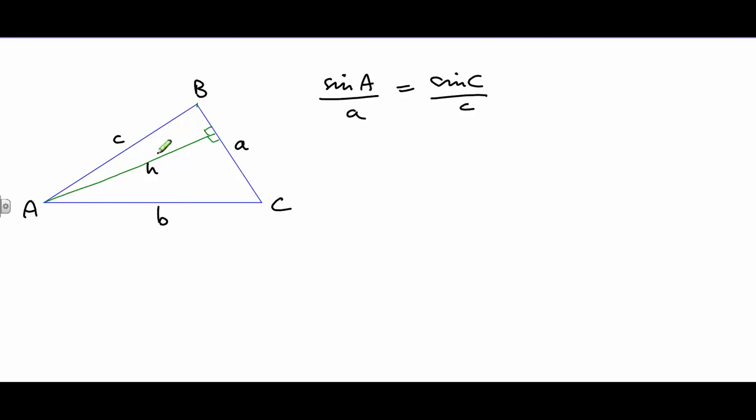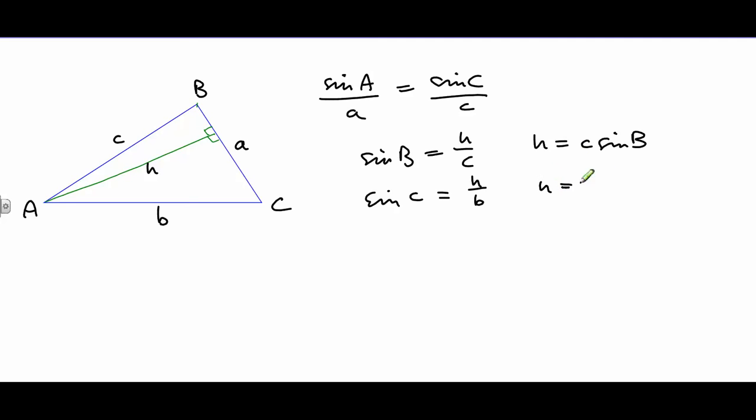So we can say that sine B equals h here in this triangle. The hypotenuse is c, so it's h over c. And sine C equals h over b. So just like before, we can say that h here is c sine B, and h here is b sine C. And so these two must be equal, they're both equal to h.